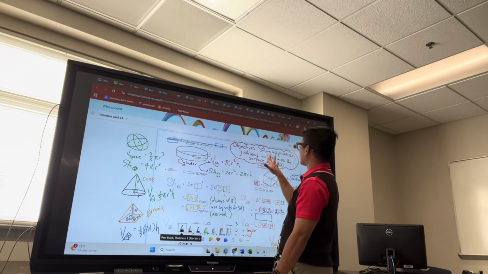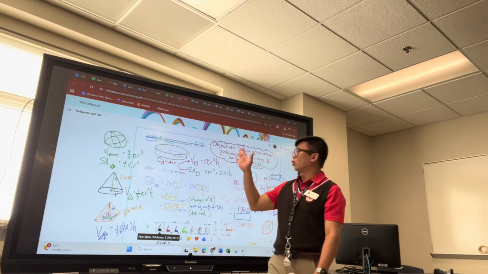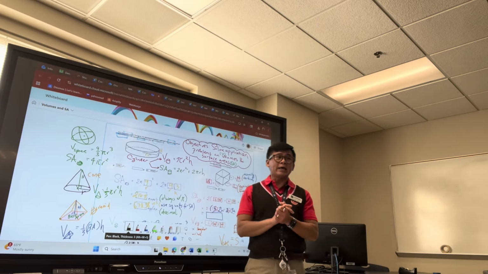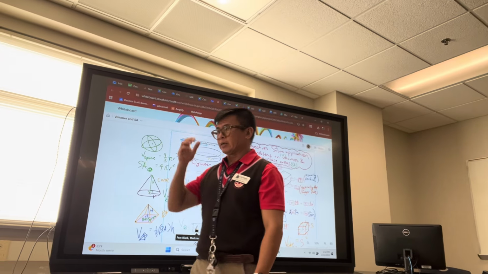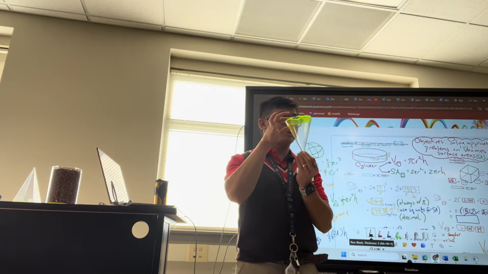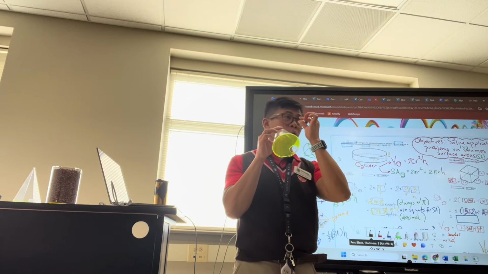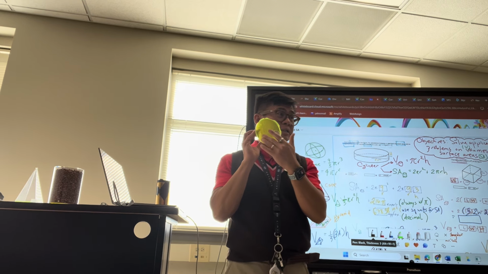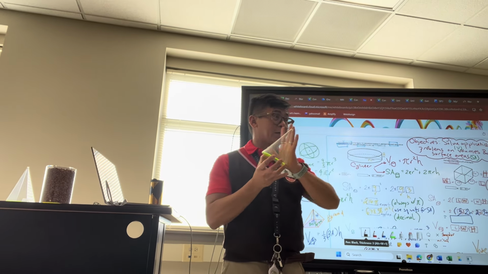This time we're going to work on volumes and surface area, with our goal to solve application problems on volumes and surface areas. We have different geometric figures here. What is this again? Anyone? A cone. Thank you. A cone has two parts: the base, which in this case is a circular base, and the lateral surface area as well.